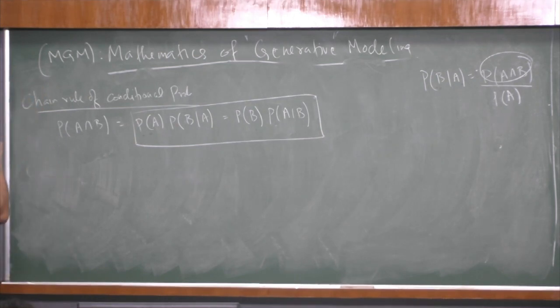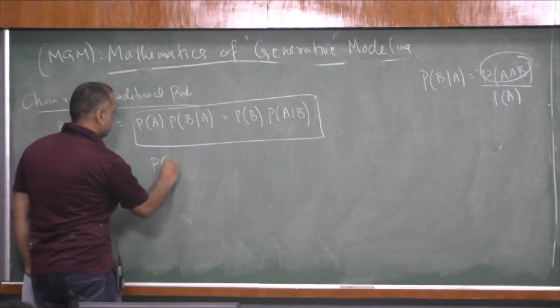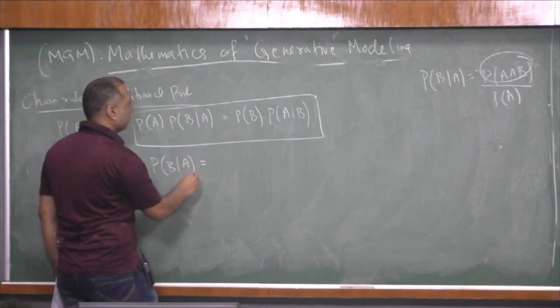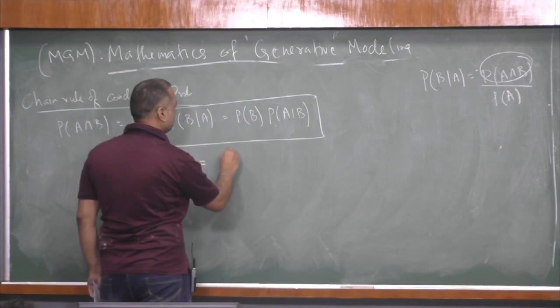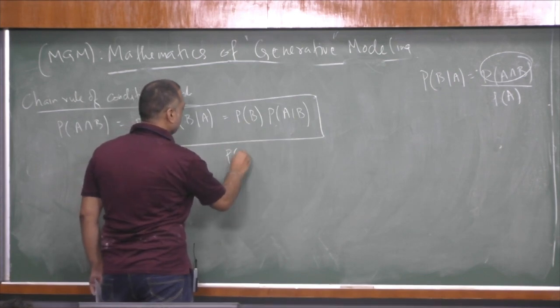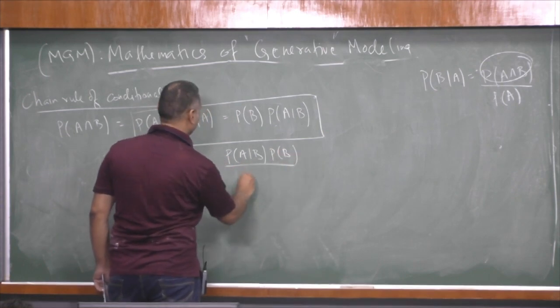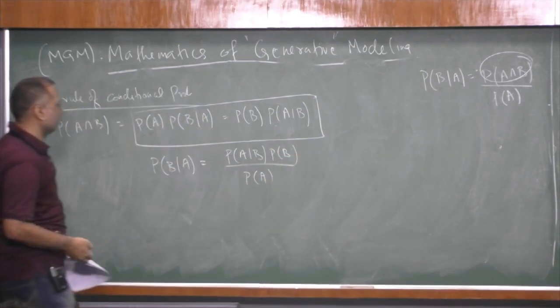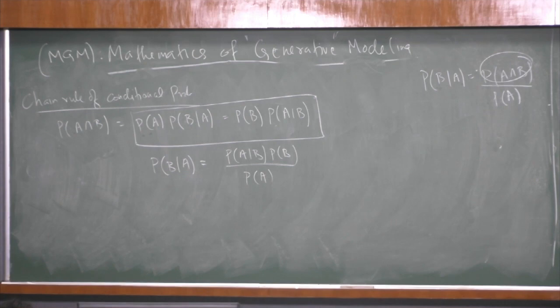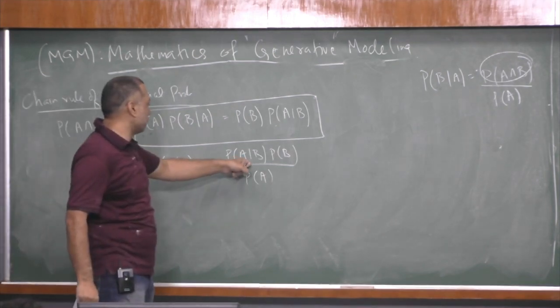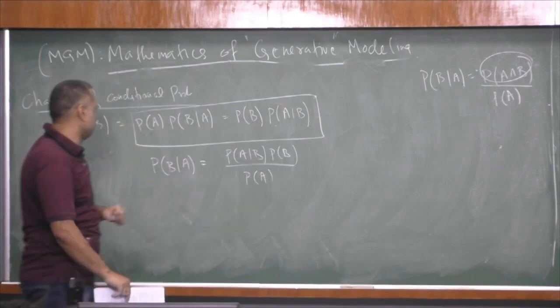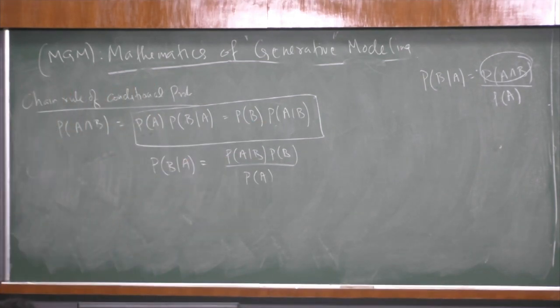So it may happen that I'm asked to solve probability of B given A, then I will use this formula. So probability of A given B, probability of B divided by probability of A. So depending on what I'm supposed to solve, sometimes I may be asked this, then I will solve for this from here.